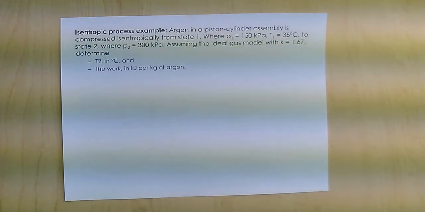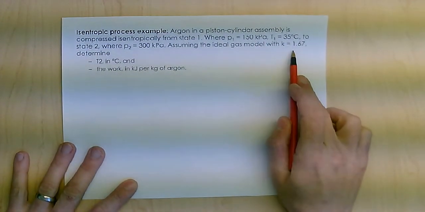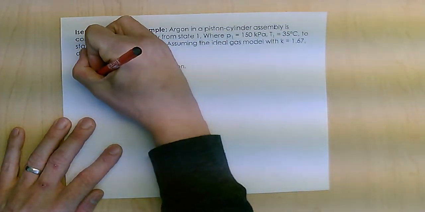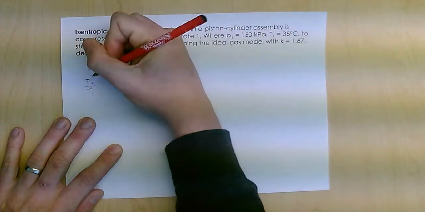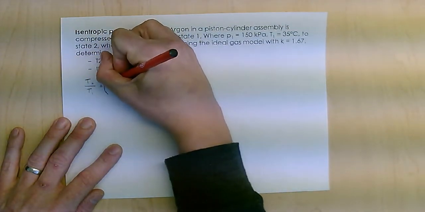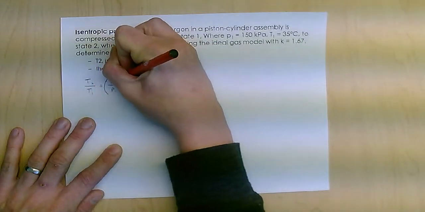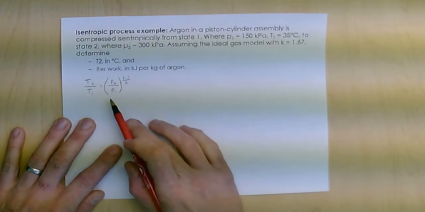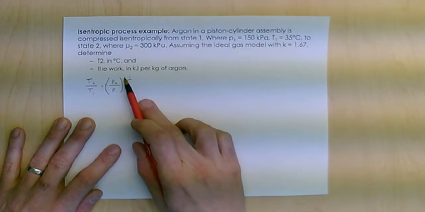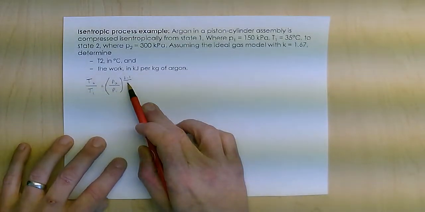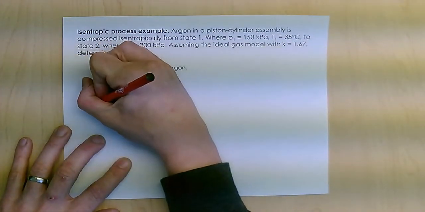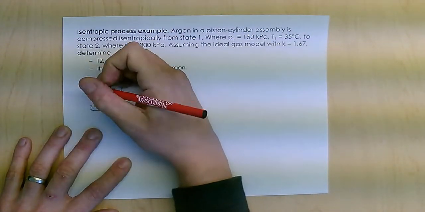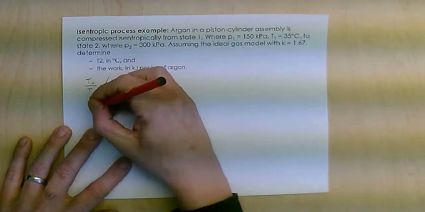Because this is an isentropic process, and because it's constant specific heat, I'm going to use the relationship for an adiabatic, polytropic process with constant specific heat. Now again, I can only use this when I have constant specific heat like I do with argon. And because it's isentropic, it's also adiabatic, so I just substitute in the specific heat ratio for k.